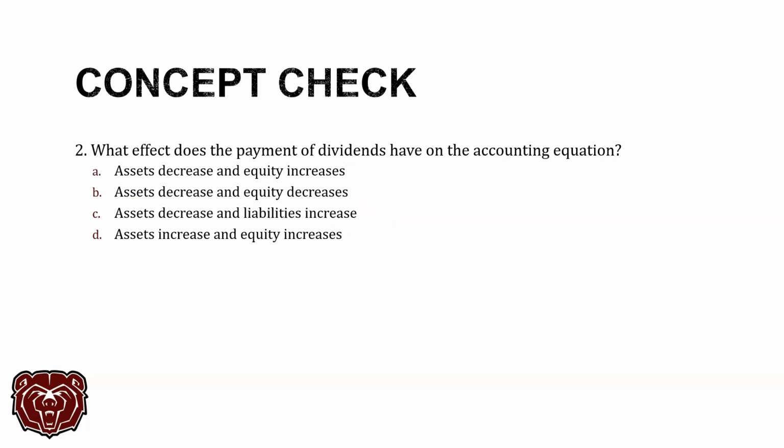impact. Number 2, what effect does the payment of dividends have on the accounting equation? Well, let's pay dividends. Dividends is part of retained earnings. They're not an expense, but an increase in a dividend is a decrease to your retained earnings, right? So you've paid dividends. I'm assuming it's with cash because it says payment here. So we've had a decrease in cash, which is an asset decrease, okay? And our equity decreases because an increase in dividends is a decrease in retained earnings, which is a decrease in equity.